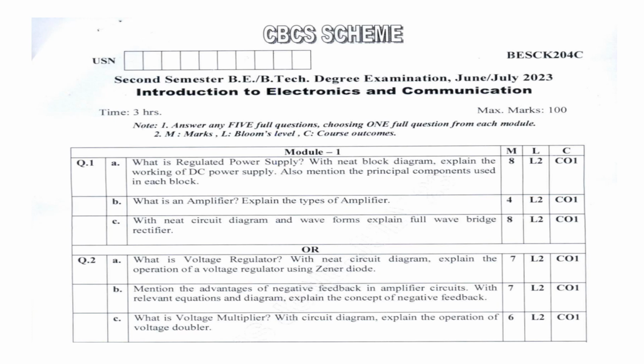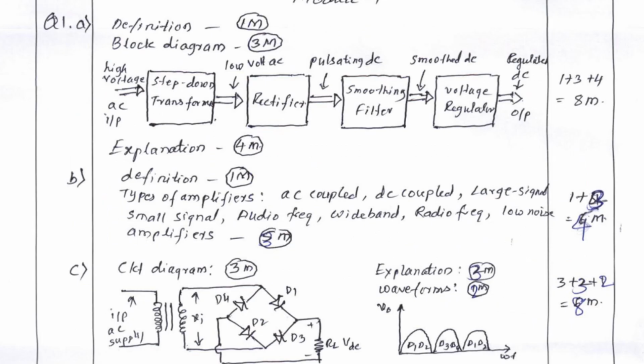So for each of the questions, there are 8 marks. How you can obtain these 8 marks can be split into various forms that we are going to see. Now, if you see here, for the 1A question on regulated power supply, when you give the definition, it is 1 mark. What is regulated power supply? And for the block diagram, it is 3 marks. This is the block diagram that you will draw.